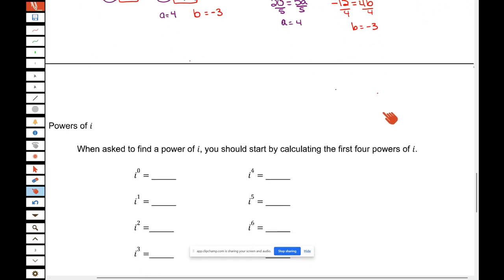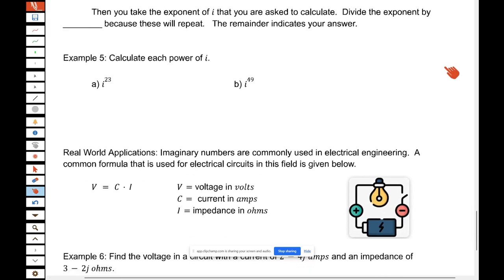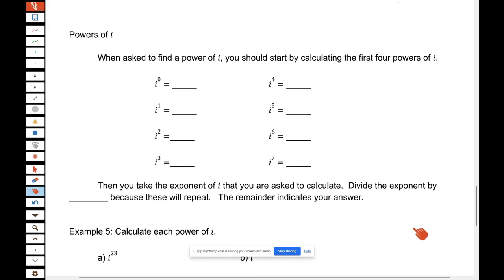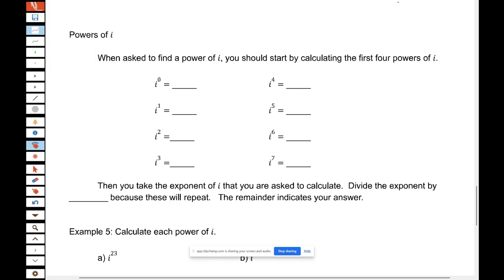All right, the third and final page of our notes deals with 2 topics, powers of i and then an application problem in electrical engineering, which does use imaginary numbers. Okay, when asked to find a power of i, you should start by calculating the first four powers of i. All right, i to the zero is 1. Anything to a zero power is 1 from our old exponent rules. i to the first power is i, and i squared is -1 from the definition of an imaginary number.